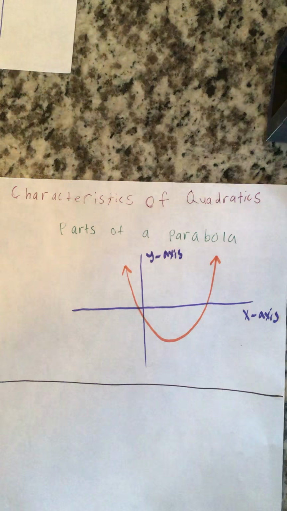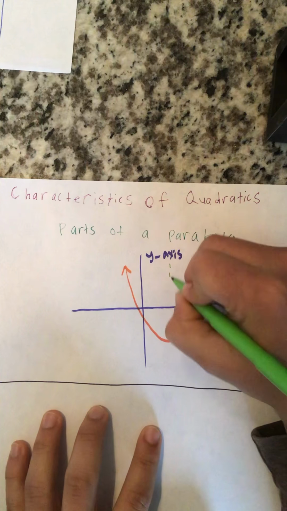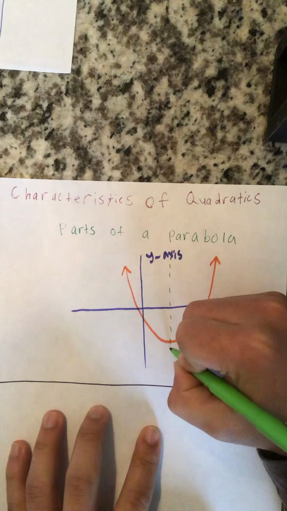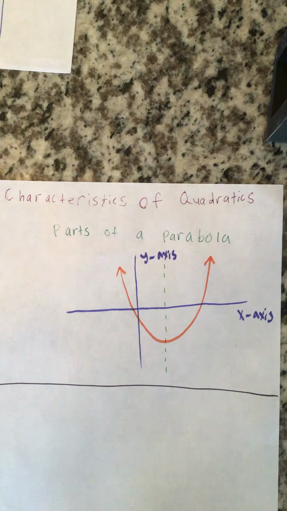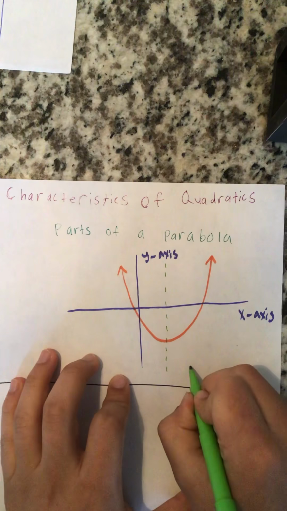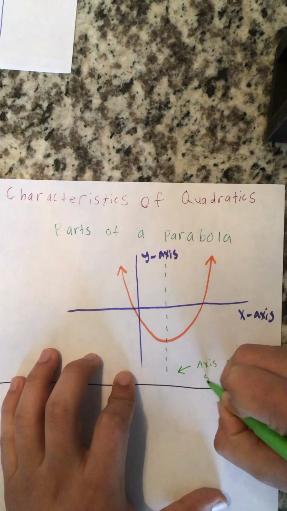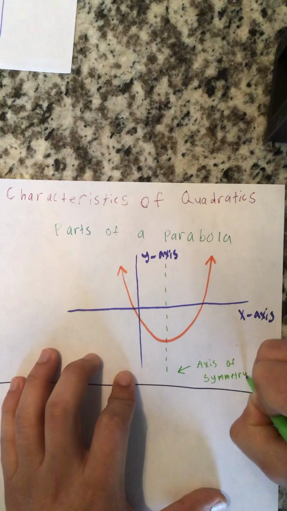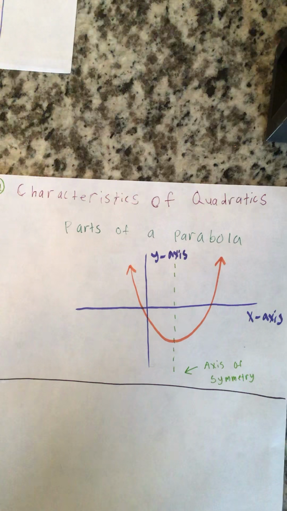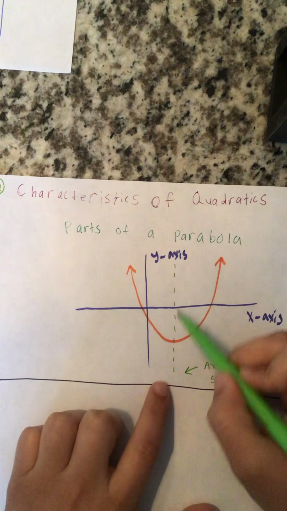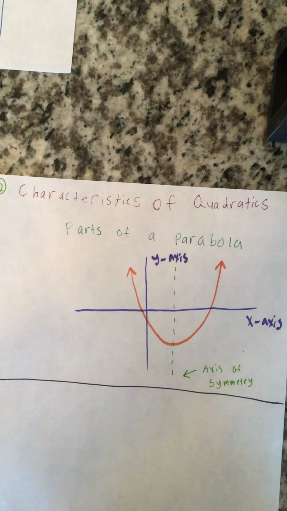So the first characteristic we're going to look at is this one right here. I'm going to draw a dashed line right down the center of the graph, okay? Right down the center. What this imaginary line is called, I'm going to write down here: axis of symmetry. That is the axis of symmetry. We're going to define what each of those mean later, but just know the axis of symmetry is an imaginary line that divides the parabola in half.